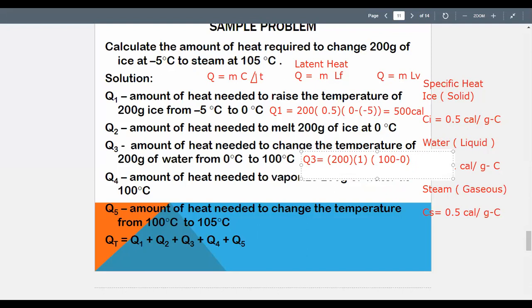What is our answer here? 20,000. 1,000, sir. So that's 20,000 calories. So you'll need 20,000 calories to boil the water there. Now, we have not solved Q sub 2 yet. Q sub 2 is quite different.